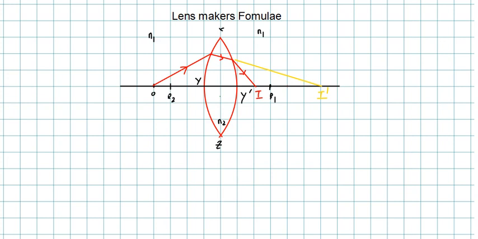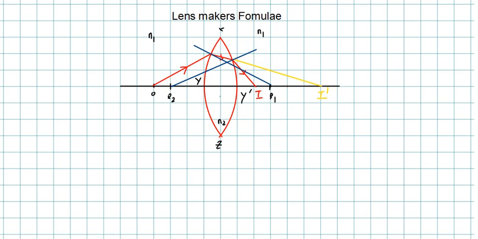You can easily draw the normals also. For this surface where the refraction is taking place, this must be the normal, right? And for this surface, this must be the normal.